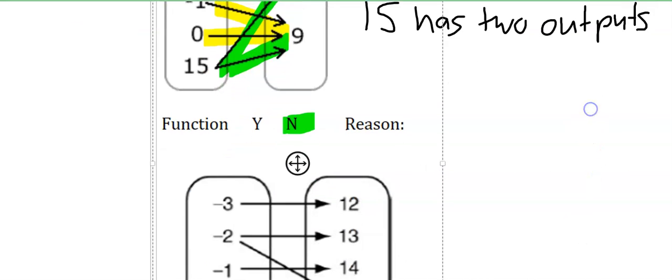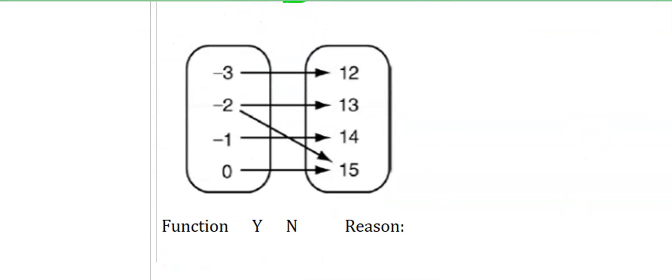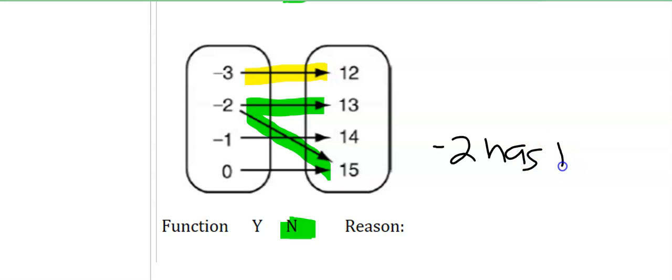Now if we go ahead and look at number 2, we can trace it again. My input of -3 has one output. My input of -2, well, it has two outputs, so this is not a function. My reason: -2 has two outputs.